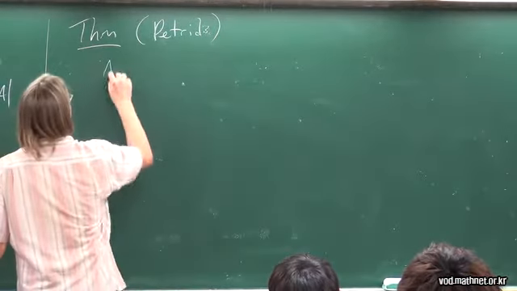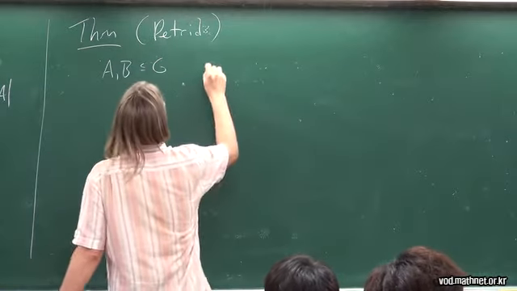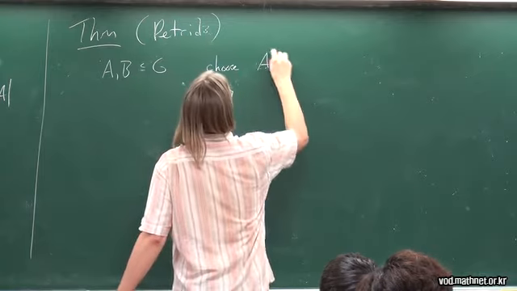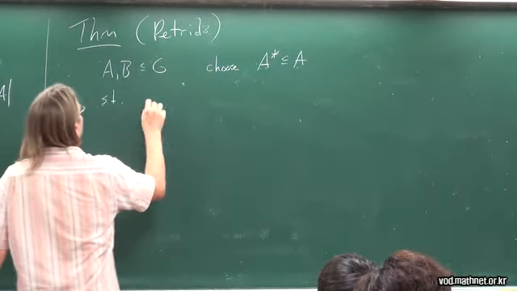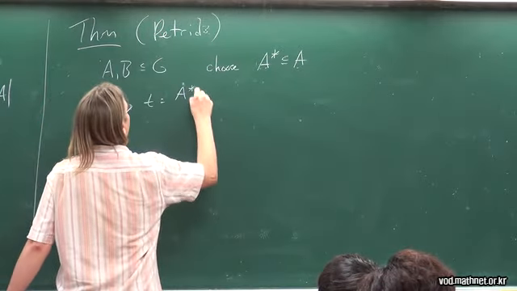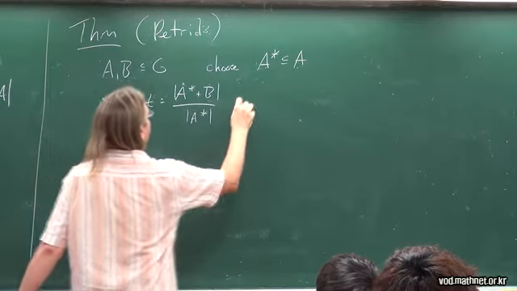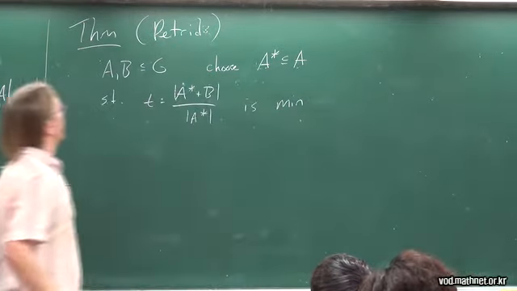So here's the setting. A and B are finite non-empty subsets. I'm going to choose a special subset of A, called A star, so that this quantity, the size of A star plus B divided by the size of A star, is minimum. Okay?